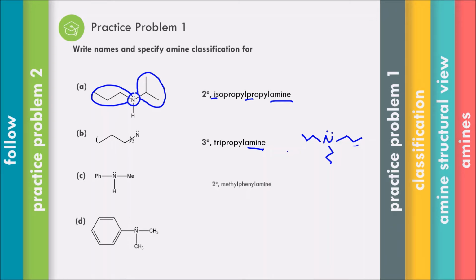Oh, and by the way, this was the tertiary structure. The reason being is because it got 1 substituent, second, and third. So all of those hydrogens being replaced by organic groups. That's why it's a tertiary amine. Next one is methylphenylamine. So again, this one has nitrogen.